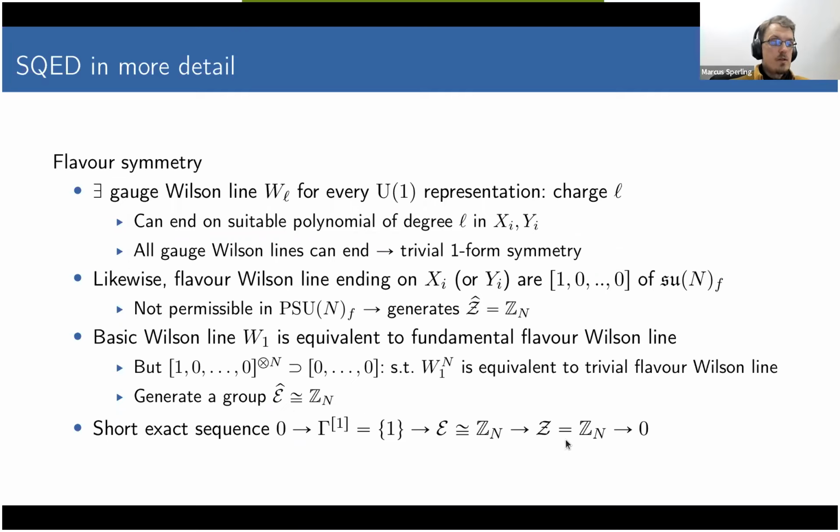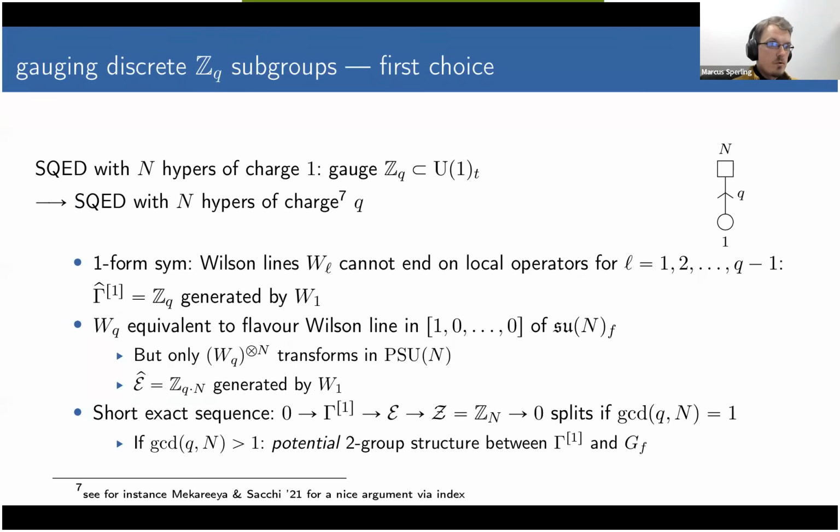The one-form symmetry is trivial, and we're just going to have the center symmetry being Zn. Now, let's go to some more exciting things. Let's introduce some one-form symmetry.